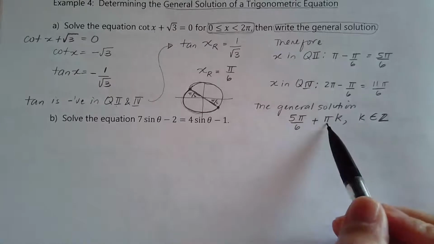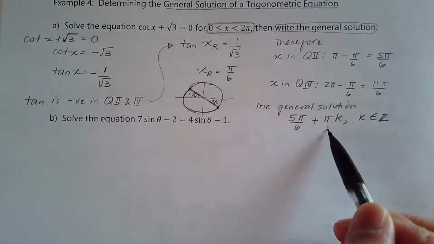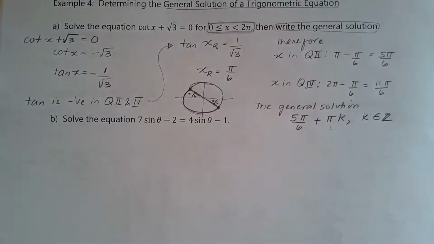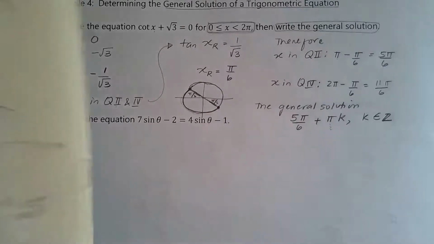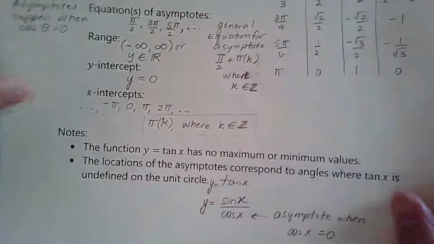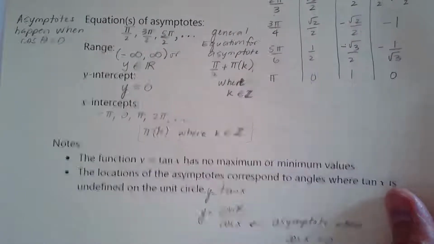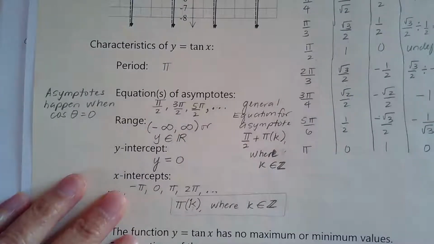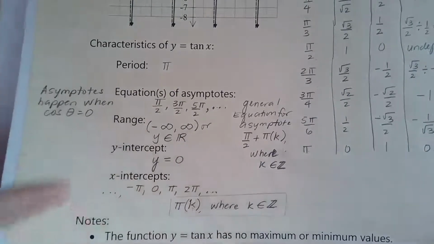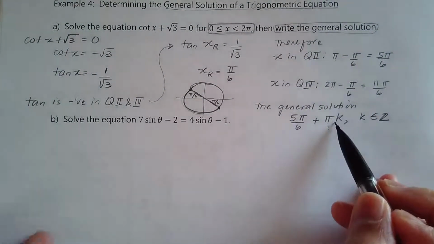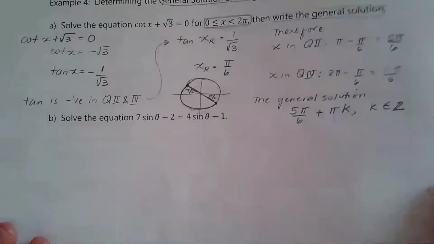Now this is interesting. This only happens for tangent, and the reason is because of what we talked about yesterday. Let me pull up my notes from yesterday. When we talked about tangent, in terms of tangent, the period is pi. So that means it repeats itself every pi, right? So it only works for tangent, and it ties into what we did yesterday.